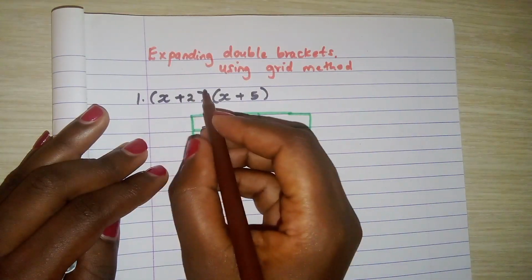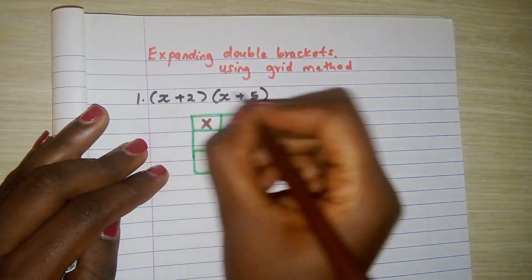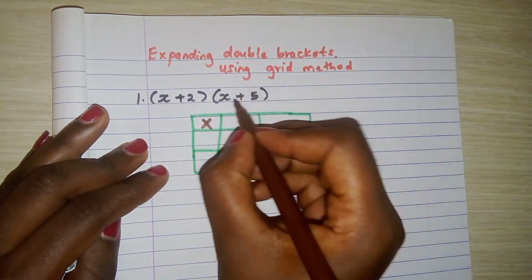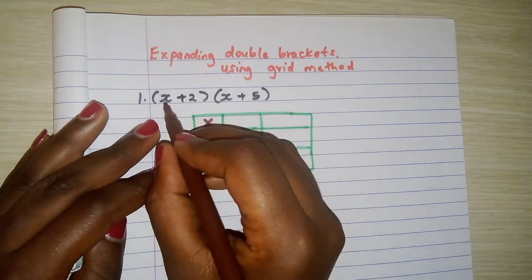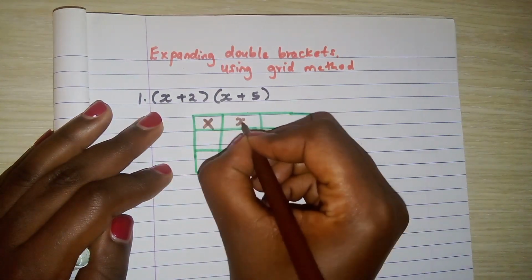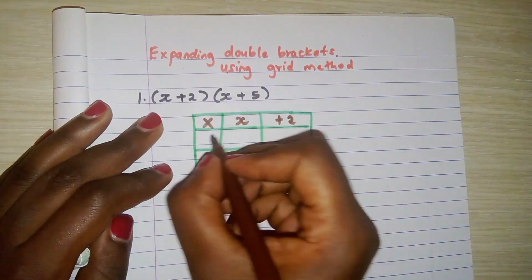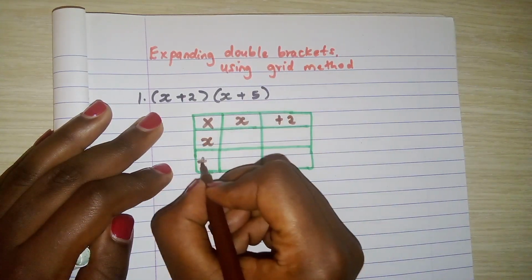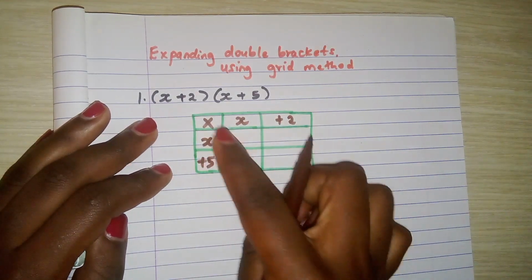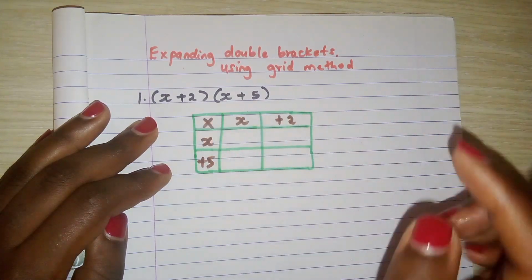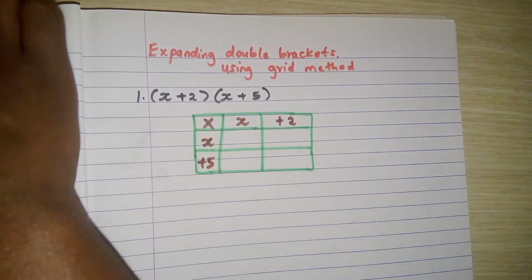Now after drawing that, you can put the values inside. Remember, bracket means times, so we are multiplying these two brackets. So we write x there, and then on these two you can write x and 2, so x and positive 2. Then on this other side you can put x and positive 5. It doesn't matter the order. This one can be written here or this one can be written here. You'll still get the same answer.